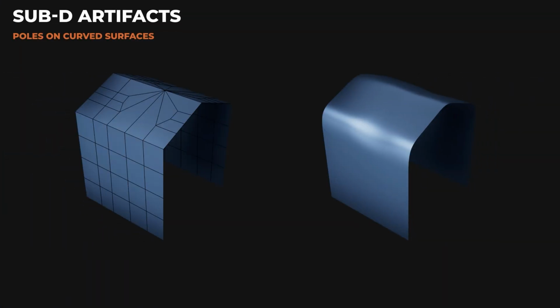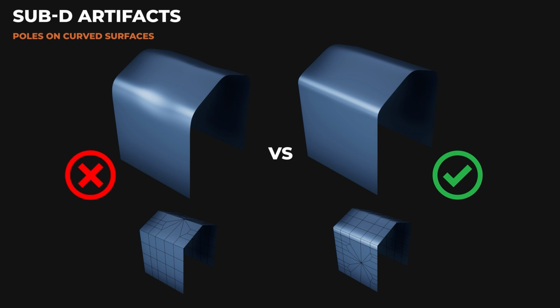So the solution is, whenever you have poles, try to keep them in flatter areas of the models so that the pole doesn't cause that smoothing artifact, which is magnified on the curved surface. Now, that leads us into the final two tips. And if you truly spend the time mastering these next two, it will immediately help level you up as a 3D modeler and artist.